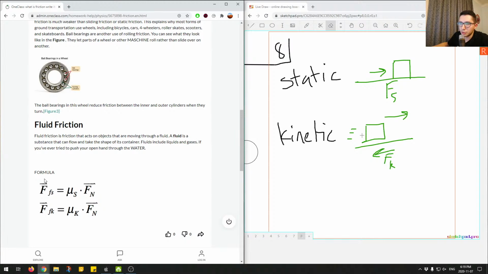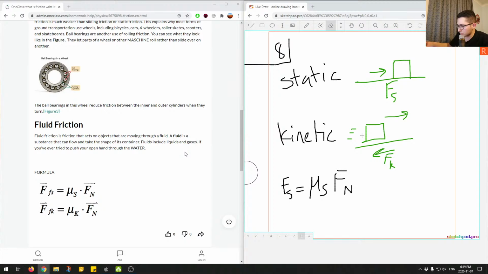So usually you look at these two formulas for static and kinetic friction. That's what most physics problems will give you, or what they will ask you for. So two formulas are as follows. I'll write them down here. So Fs is the coefficient of static friction times the normal force.